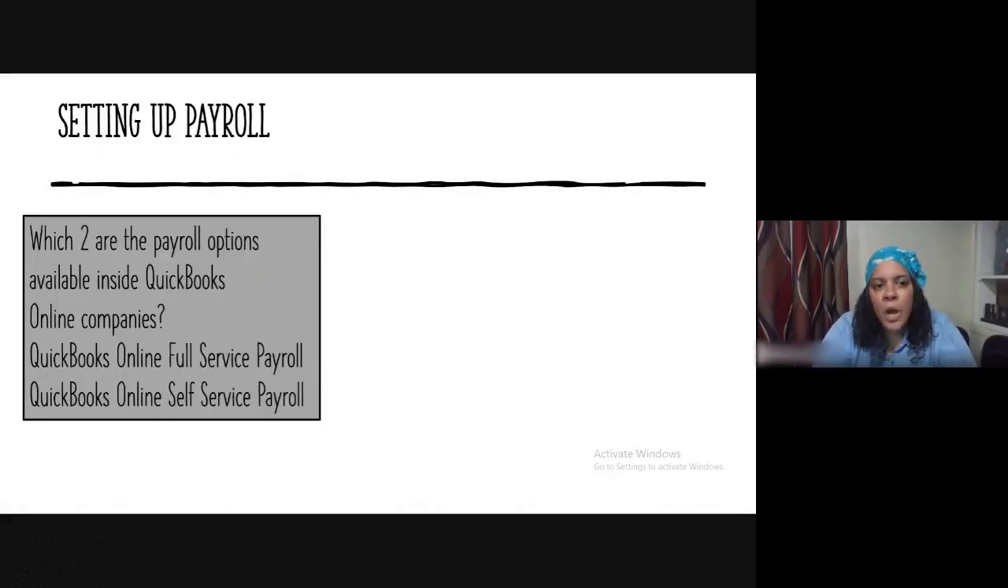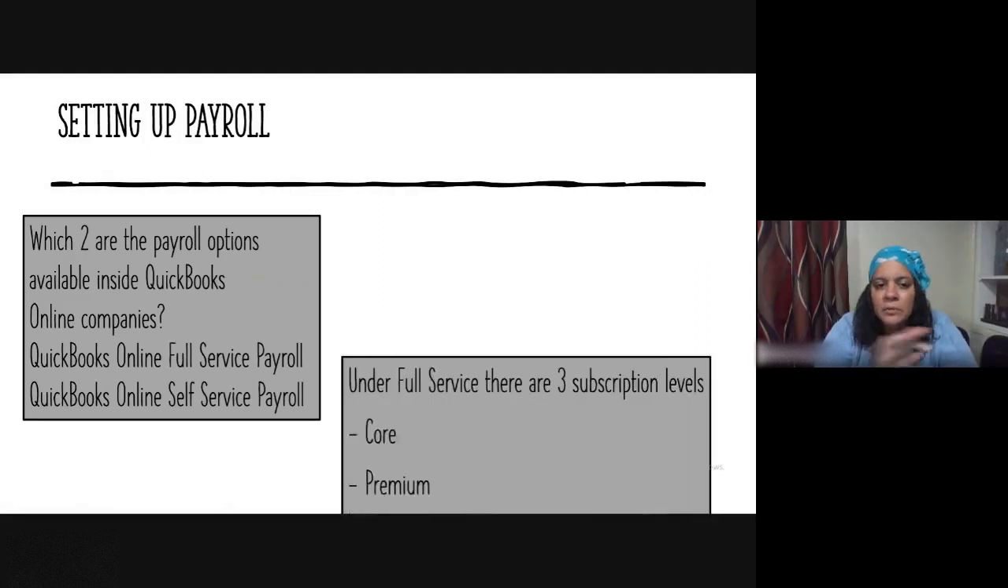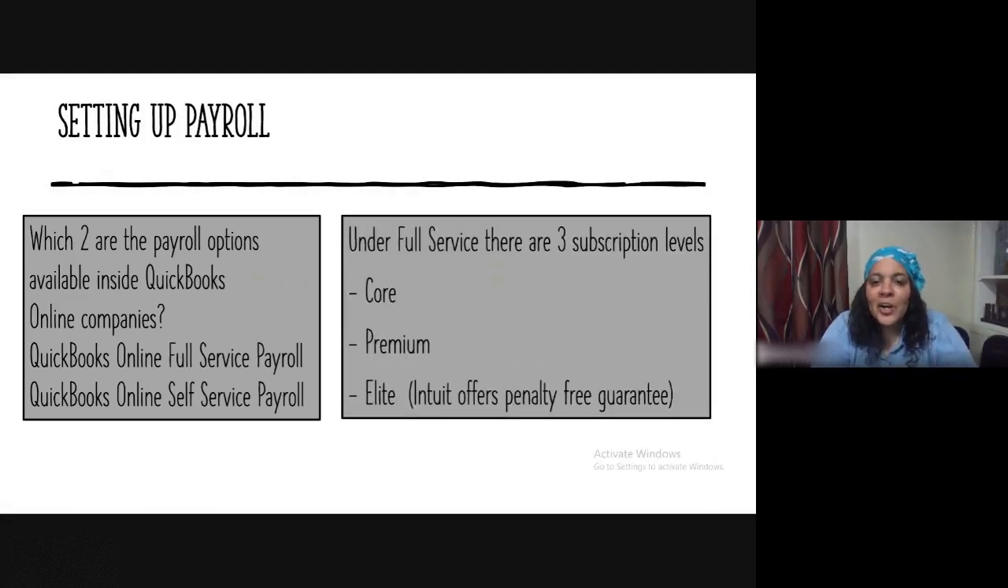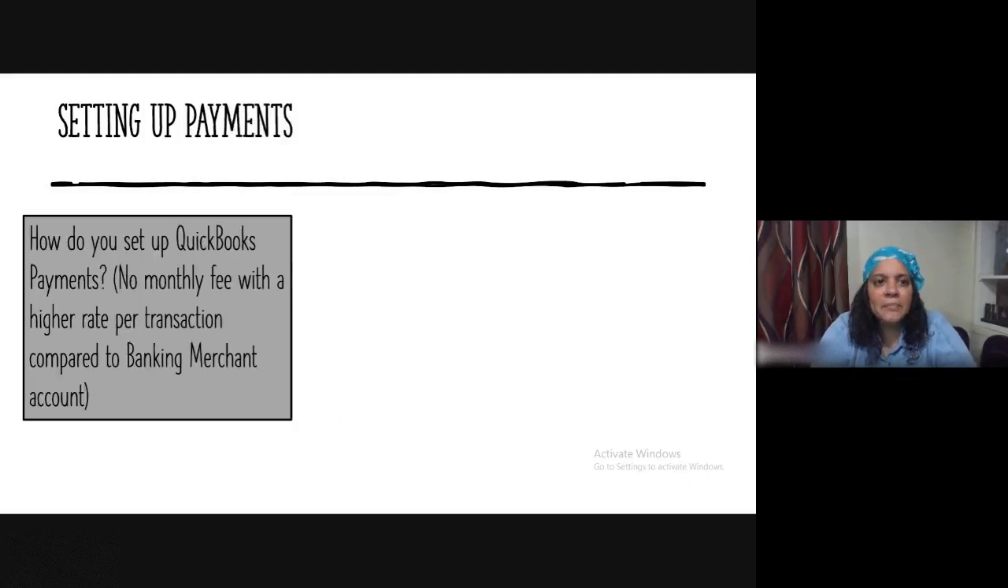What are the two payroll options available in QBO? There's QBO full service payroll and QBO self-service payroll. They're pretty self-explanatory. Under QBO's full service payroll, there are 3 subscription levels: Core, Premium, and Elite. Under Elite, Intuit offers their penalty-free guarantee.